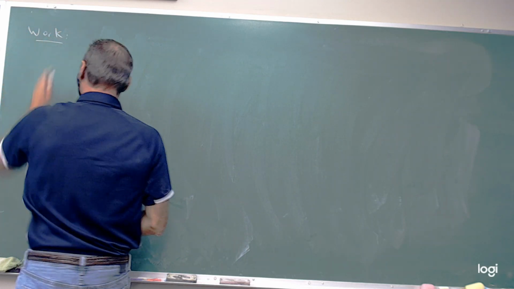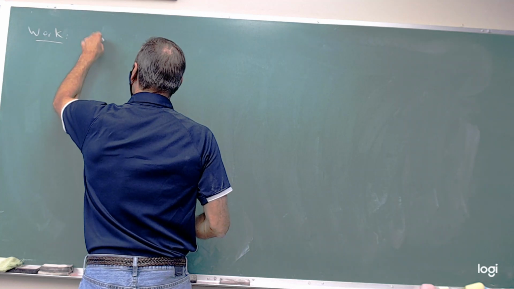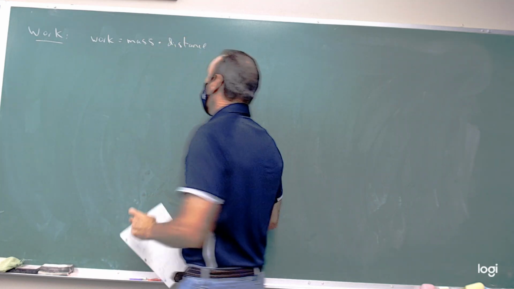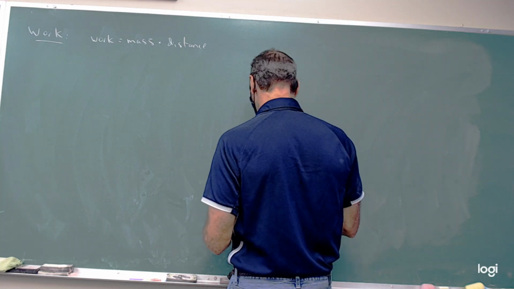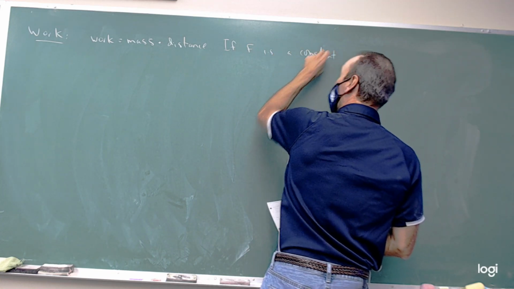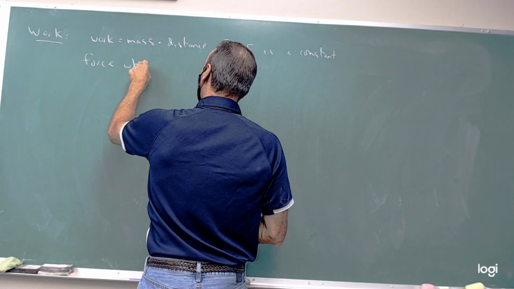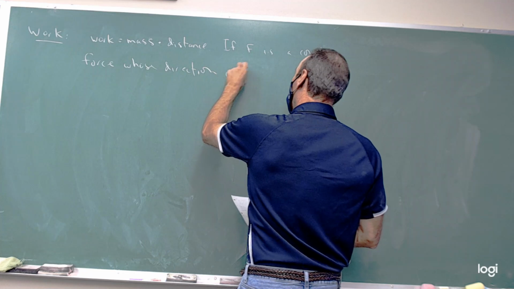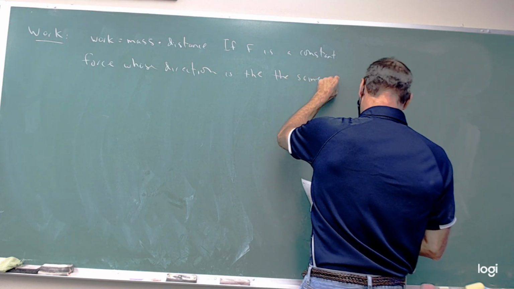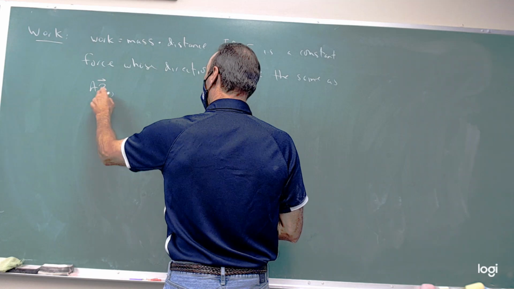Let's do some work. So we have talked a little bit about this before, but work is sometimes defined as force times distance. And this is if F is a constant force, whose direction is the same as vector AB, which is our displacement vector.